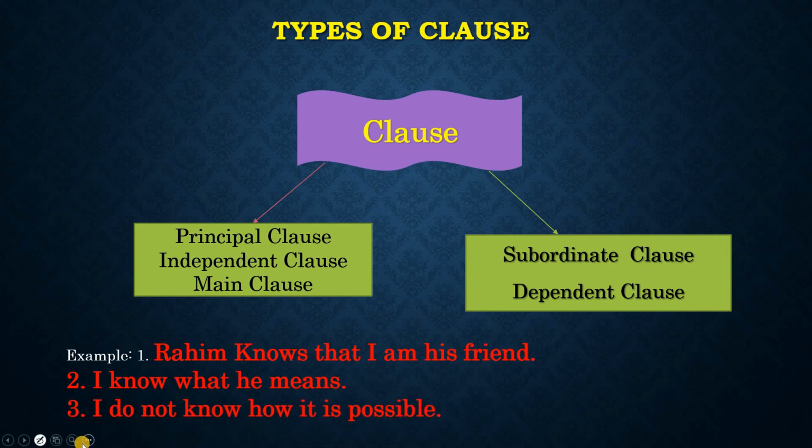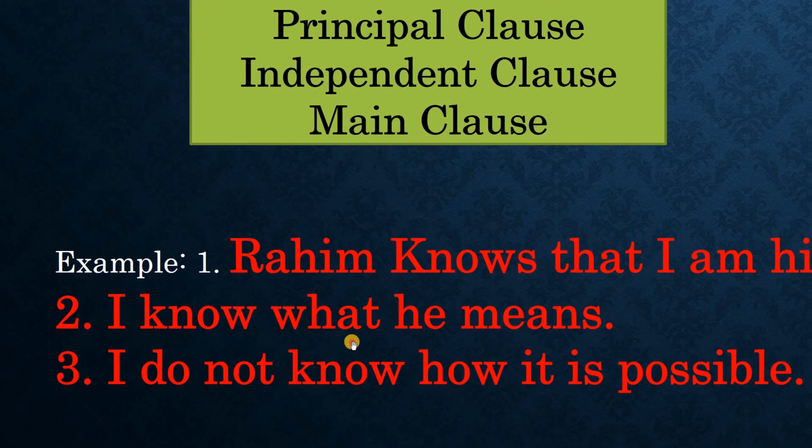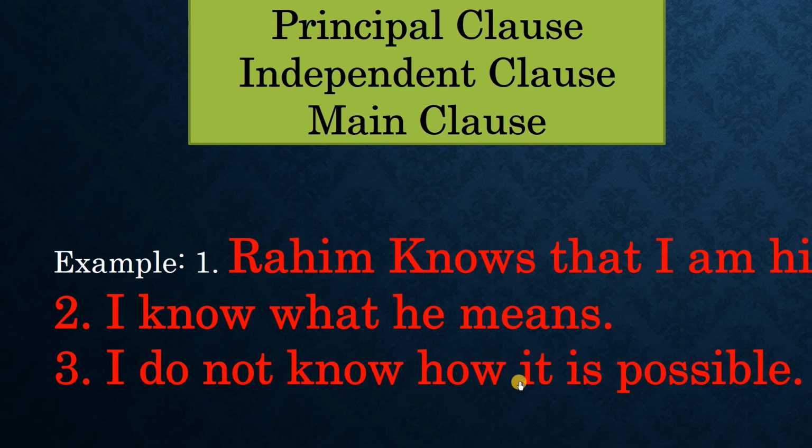Dear students, next example. I do not know how it is possible. There are two parts. I do not know, one part, and the next part, how it is possible. But dear students, try to guess which one is the main clause and which one is the subordinate clause.